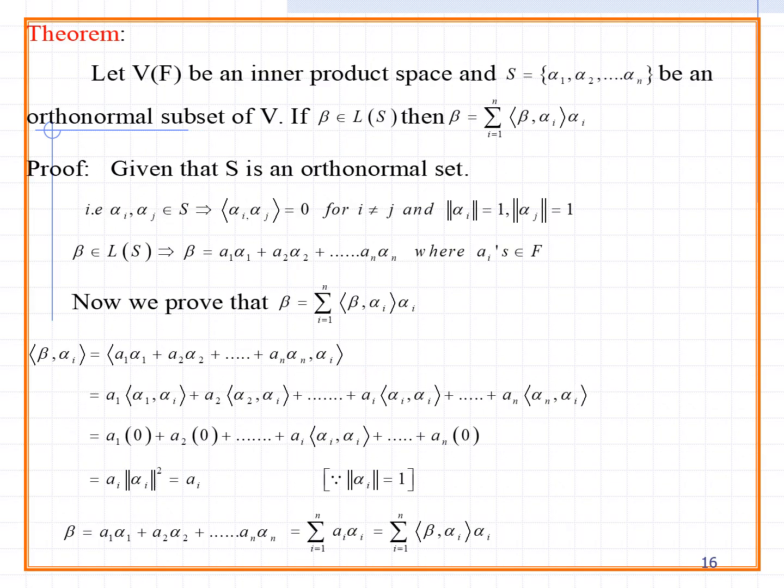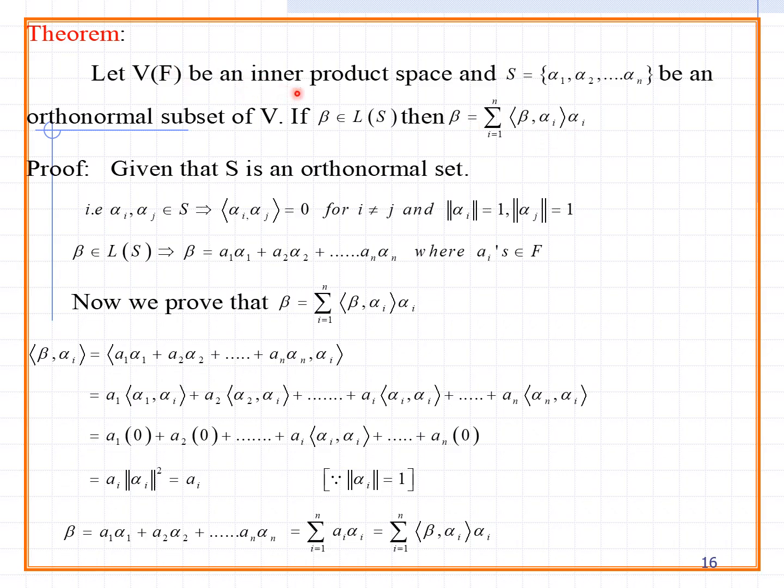So let us see this theorem. Let V of F be an inner product space and S equal to alpha 1 to alpha n be an orthonormal subset of V. If beta belongs to L of S, then beta equals the summation from i equal to 1 to n of the inner product beta comma alpha i into alpha i.